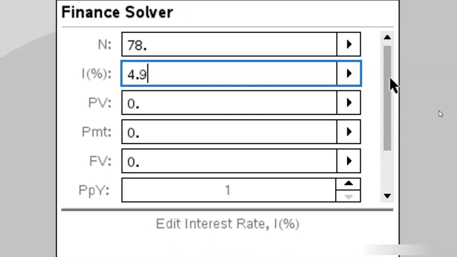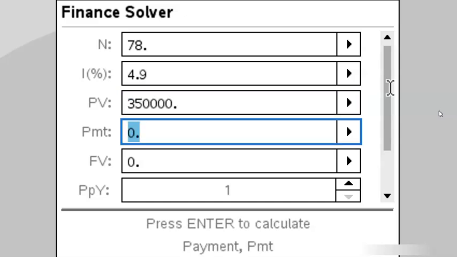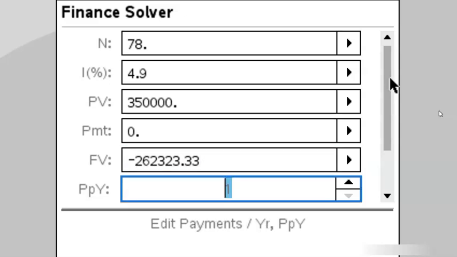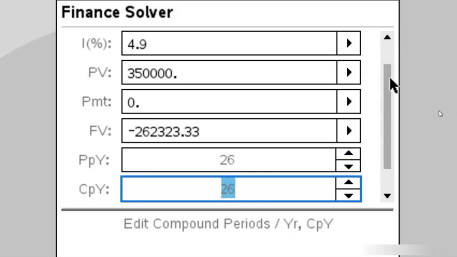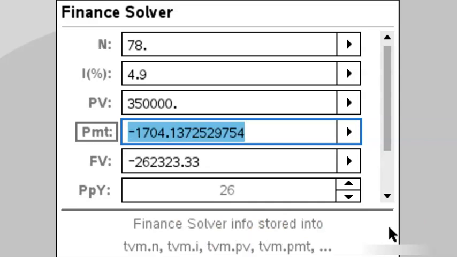We had an interest rate of 4.9. We had a principal value of $350,000. We're going to come back and solve for the payment. We know at the end of that 3-year period, the balance was 262,323.33, and we need to adjust these. So payments 26 times and compounds 26 times per year. If I come back around to PMT, I just need to make sure I am in the box that I want to calculate. And you can see down the bottom here it says press enter to calculate or to solve. So if I press enter, I get that value there.